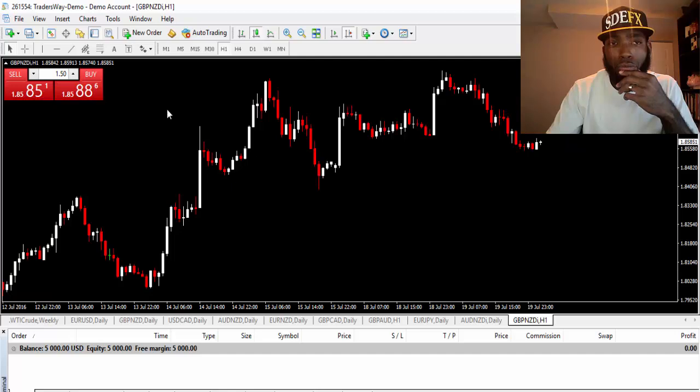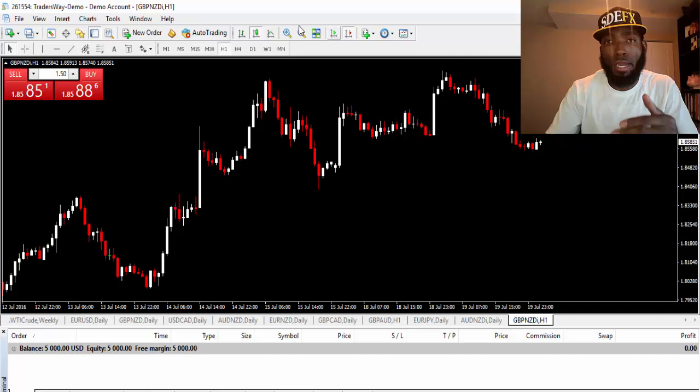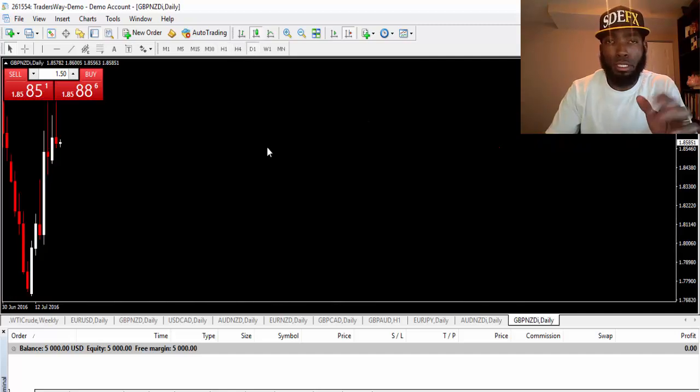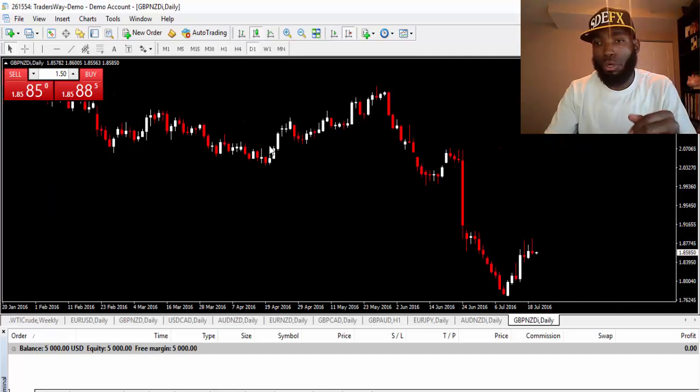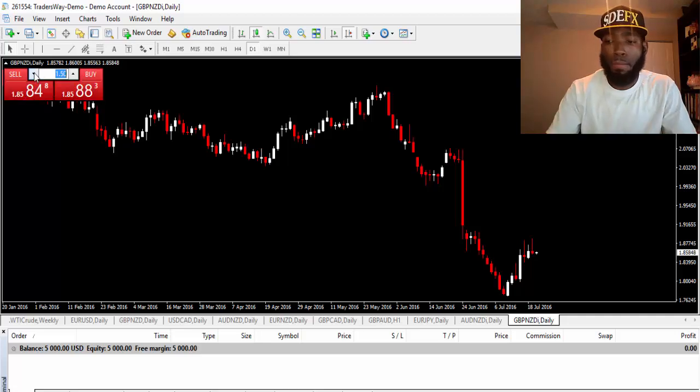We're on the GBP NZD. Let's go to the day chart. We don't mess with nothing else but the day. What we're going to do is open up a couple trades. I'm going to trade at $1 a pip. Let's move this over. Let's just put one there.